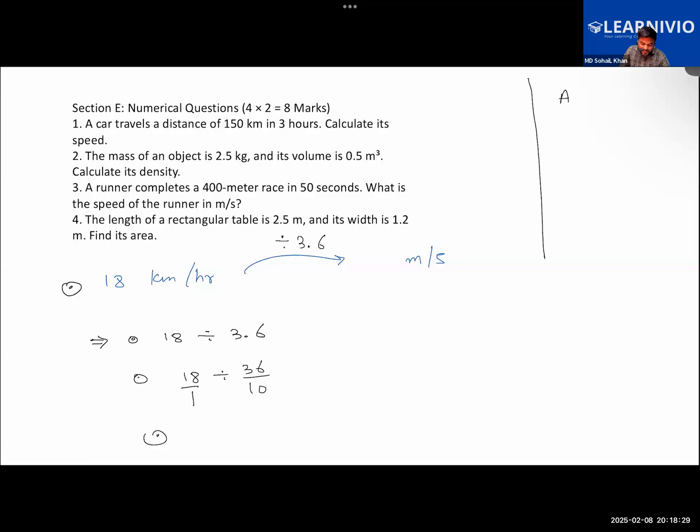Suppose a fraction a upon b is given and you divide it by c upon d. A, B, C, and D are hypothetical numbers; these are just two fractions. Wherever you find it difficult to understand, just raise your hand. Now we can write it in the following manner: a upon b, and the sign of division changes to multiplication.